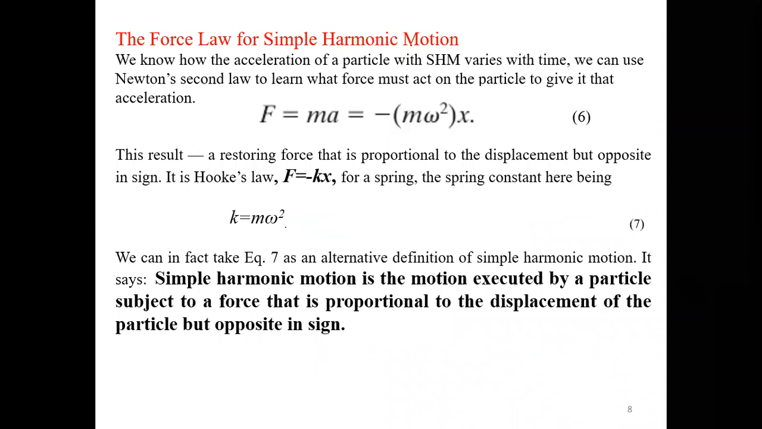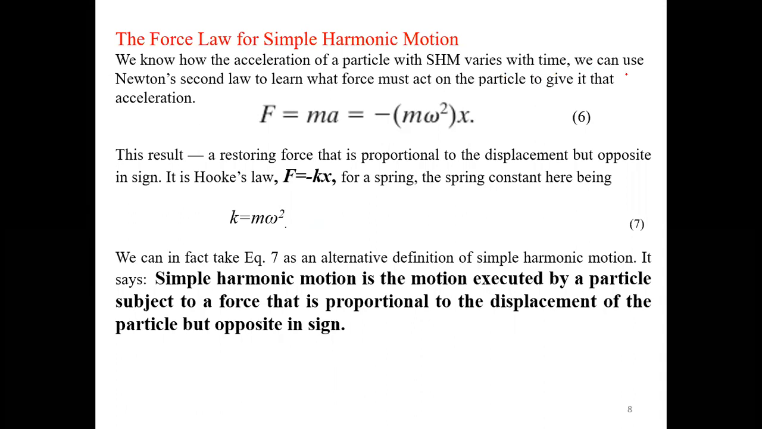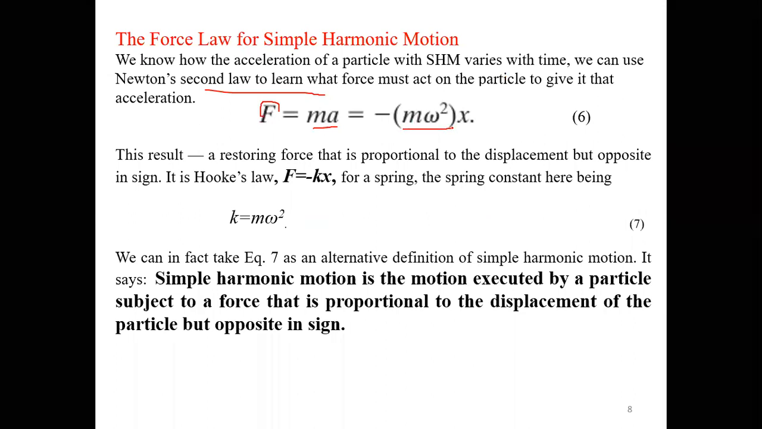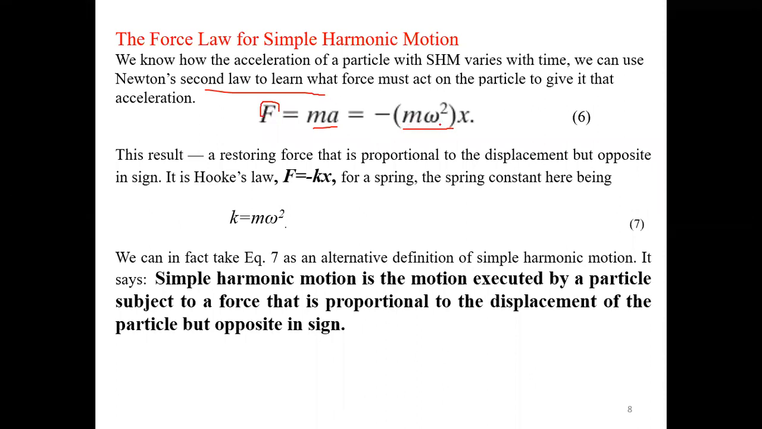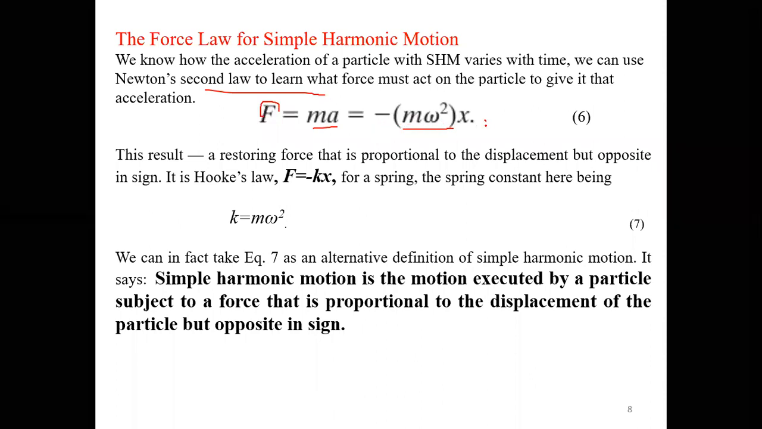Now the force law of simple harmonic motion. We know that the acceleration of a particle in simple harmonic motion varies with time, and we can use Newton's second law to learn what force must act on the particle to give that acceleration. So F will be m times the acceleration. Substituting the acceleration for a particle executing simple harmonic motion, it will be minus m omega square x.